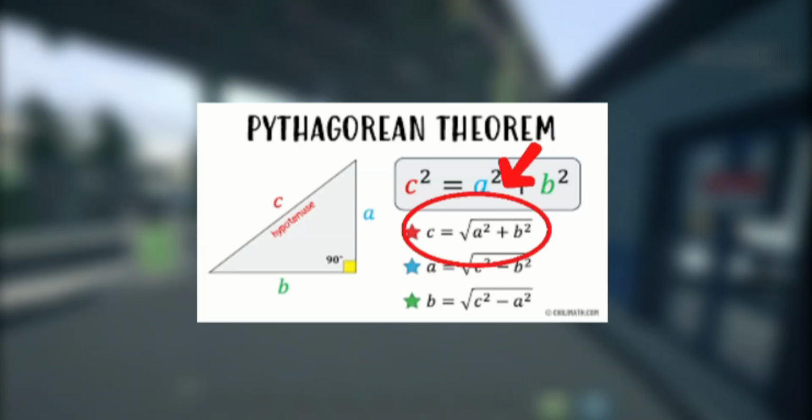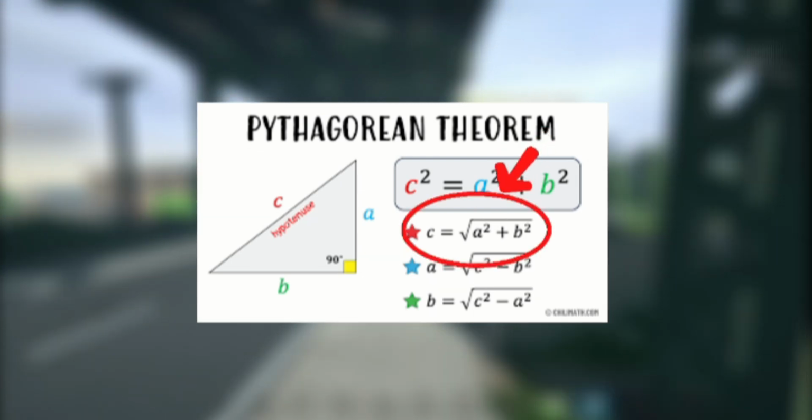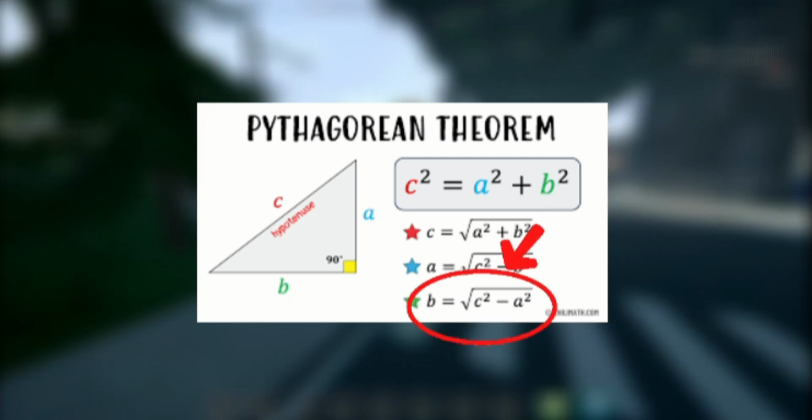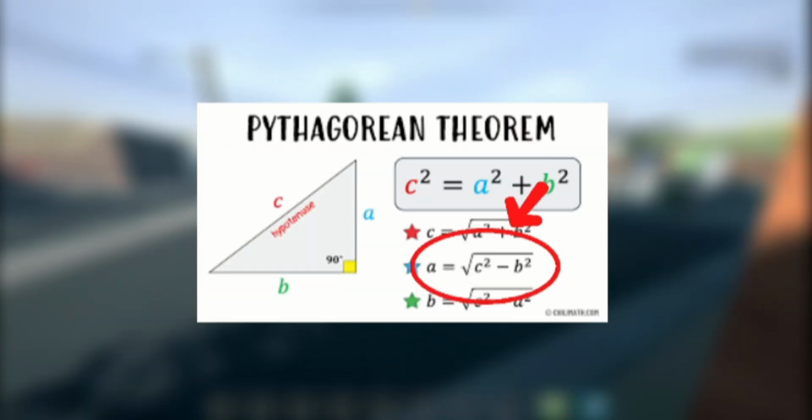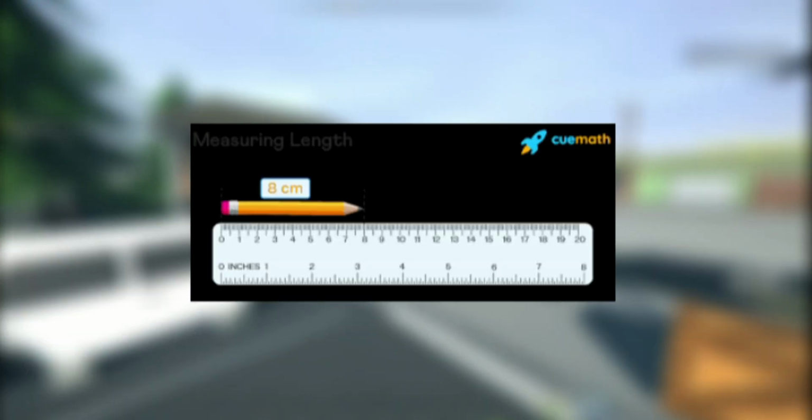The usual formula of the Pythagorean theorem is a squared plus b squared equals c squared. So you better remember that if your teacher asks you to solve a right triangle. There are more variations to this, like c squared minus a squared equals b squared and c squared minus b squared equals a squared, in order to find the length of a and b.